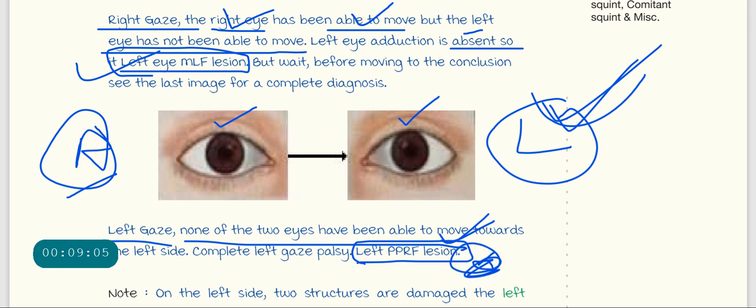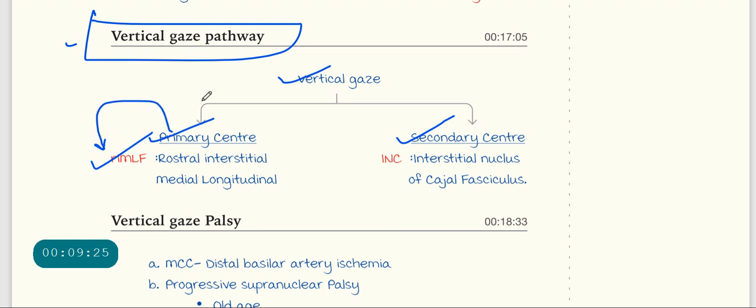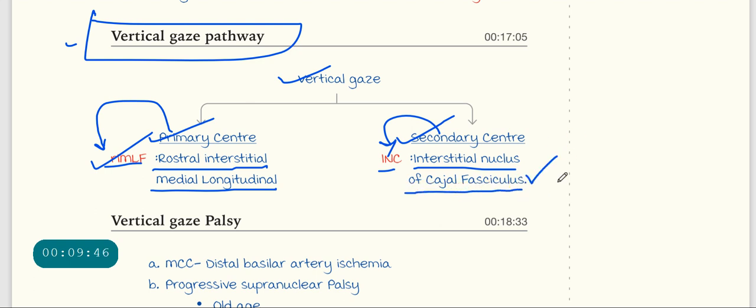Now the next is the vertical gaze pathway. Okay, now the vertical gaze is further divided into primary and secondary centers. It has two centers. Now RIMLF is the primary center. Okay, now the full form of RIMLF is rostral interstitial medial longitudinal fasciculus, and the secondary center is INC, the interstitial nucleus of Cajal. Okay, so these are the two centers.